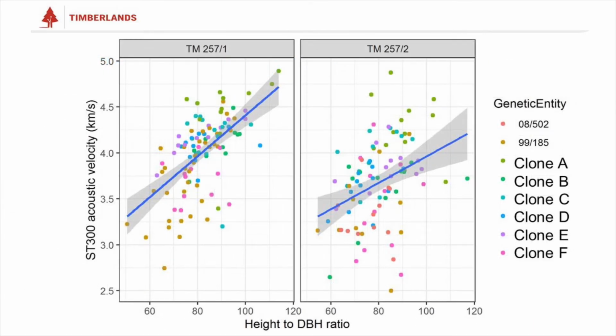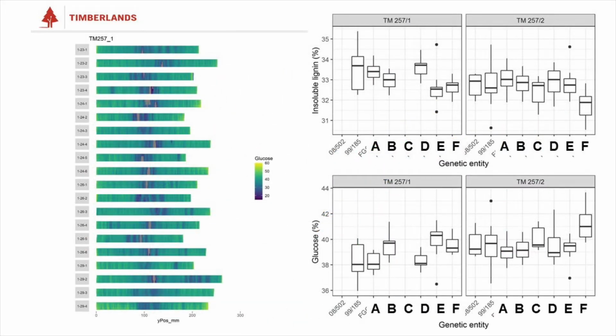We observed a positive relationship between tree slenderness, or height to DBH ratio, and acoustic velocity measured on standing trees. This showed that individuals that were more slender had higher stiffness values, which has been demonstrated previously in a range of trials. Regarding wood chemistry, we observed substantial differences in whole core average values of lignin and glucose content.